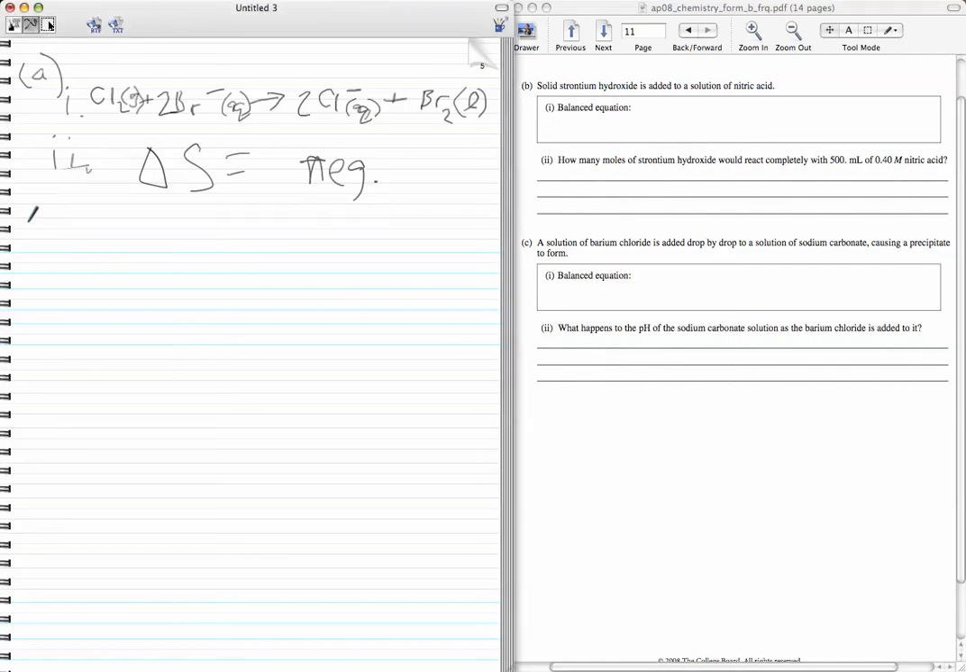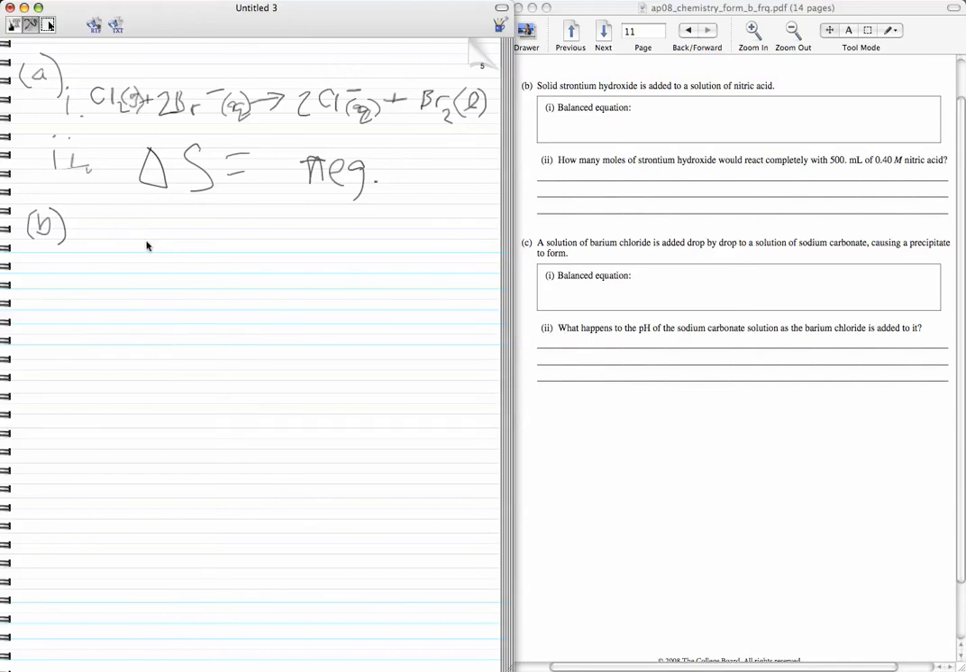Okay, so let's continue with our predicting reaction section. For part B, it tells us that solid strontium hydroxide is added to a solution of nitric acid. Hopefully the type of reaction we have here should be evident pretty quick. So strontium hydroxide, so again we have OH minus, and we're adding it to nitric acid.